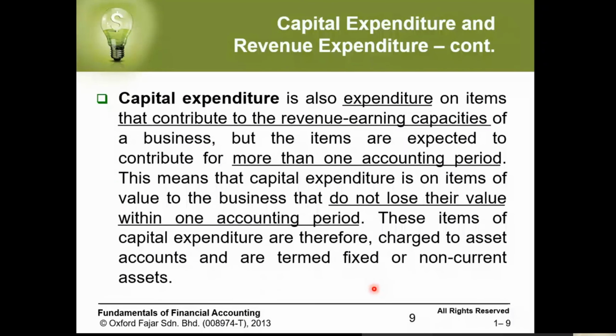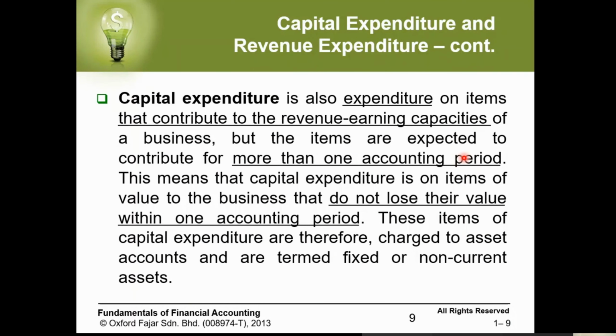Capital expenditure is also expenditure on items that contribute to the revenue earning capacity of the business, but the items are expected to contribute for more than one accounting period. As an example, a building: we will not end it by the end of the financial period and get a new one later. Same with land and machinery, normally they will be used for more than one financial period. The office furniture too. All of this is considered capital expenditure because they contribute to profit, but will be used for more than one financial period.